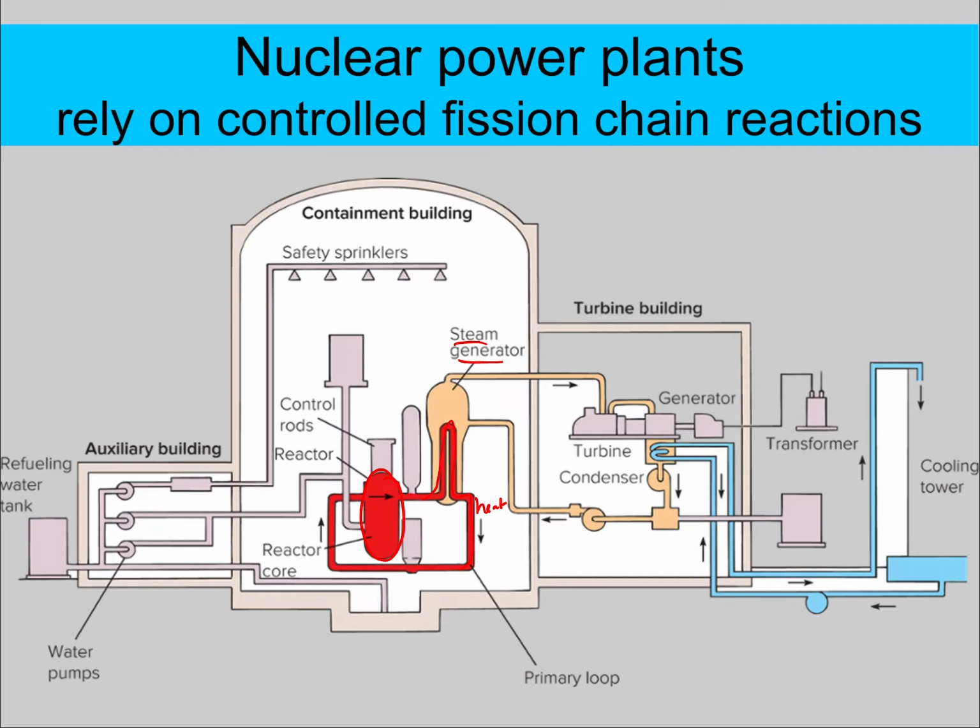The steam is going to be transferred over to a turbine. So remember, turbines are like the big wind turbines out in the fields. The turbine is going to begin to spin. As it spins around, that's going to generate electricity, goes to a transformer. You have cooling towers, auxiliary buildings. They're very, very complicated. You have them housed in a containment building, safety sprinklers, control rods, and so make sure you watch the video to kind of get an idea of how all of these things work together.